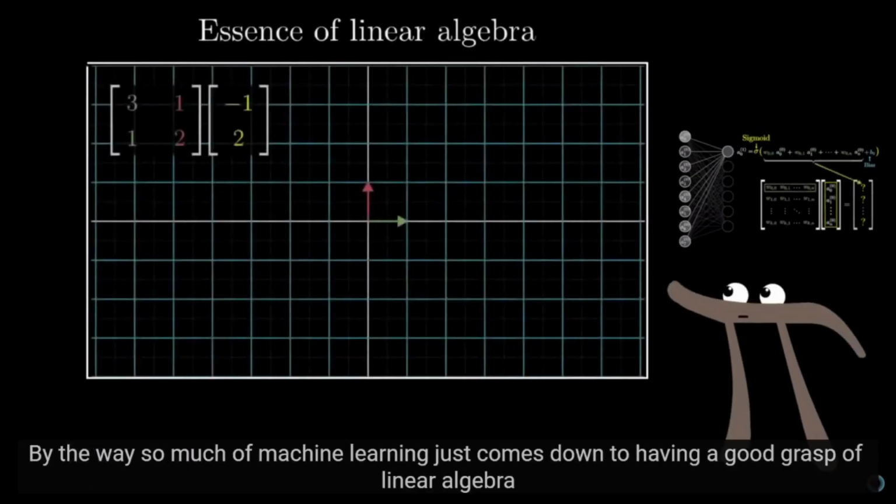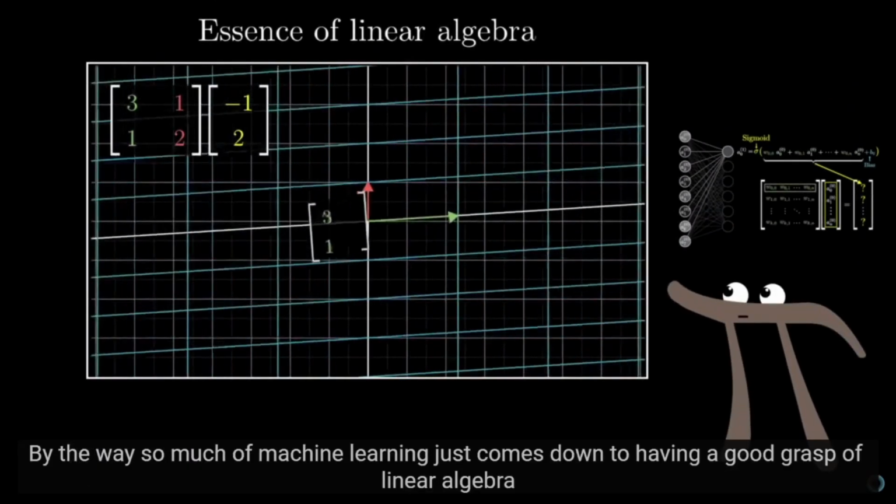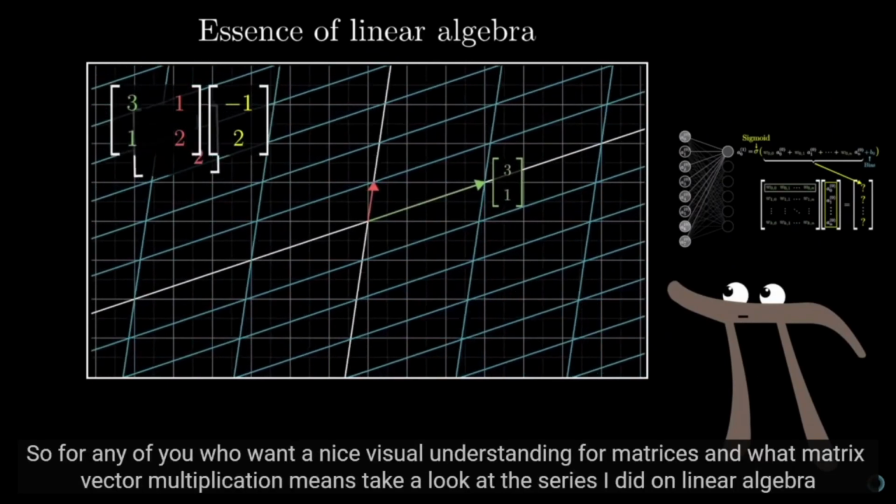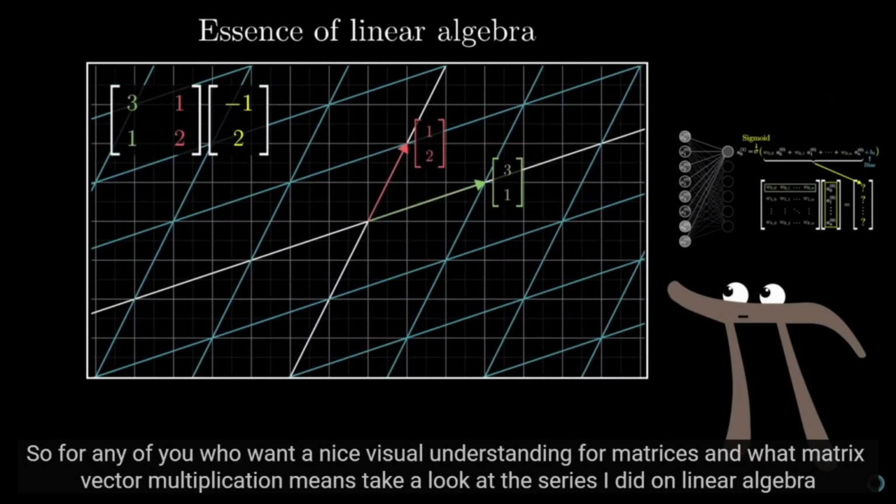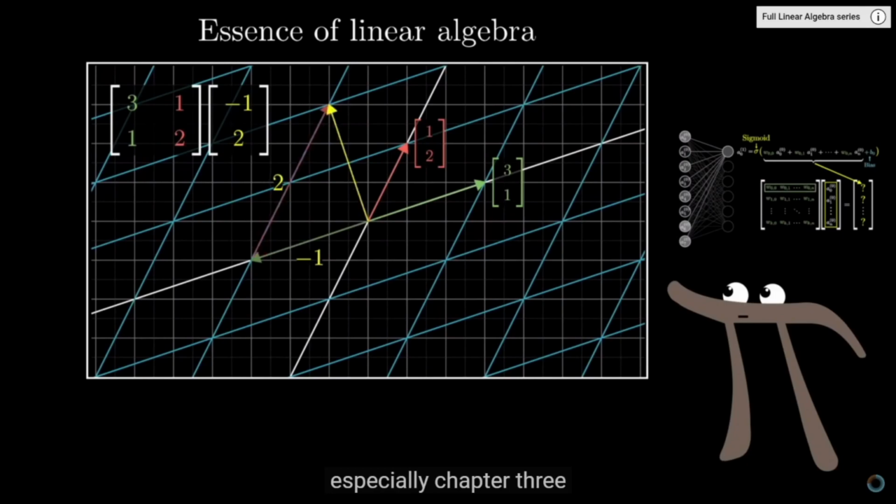By the way, so much of machine learning just comes down to having a good grasp of linear algebra, so for any of you who want a nice visual understanding for matrices and what matrix vector multiplication means, take a look at the series I did on linear algebra, especially chapter 3.